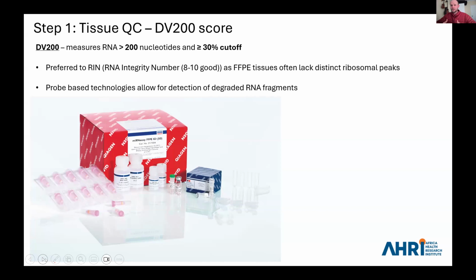If it's a completely fresh wax block, then you polish your sample until you get into the tissue, and then you take a 10 micron section. This 10 micron section is then processed according to the Qiagen kits that I've got displayed here. Basically, you're isolating the RNA from that wax block section. What you're wanting to look at is the RNA fragments that are greater than 200 nucleotides in size, and you look at a cutoff of at least 30% of them being greater than 200 base pairs in size.